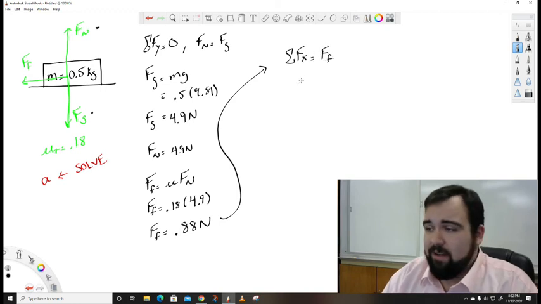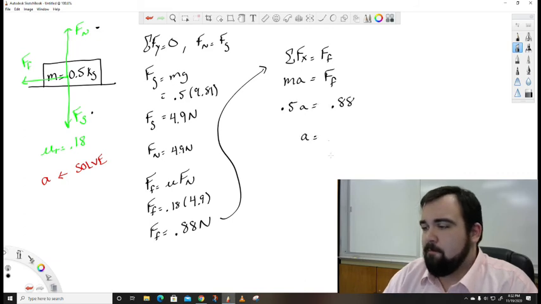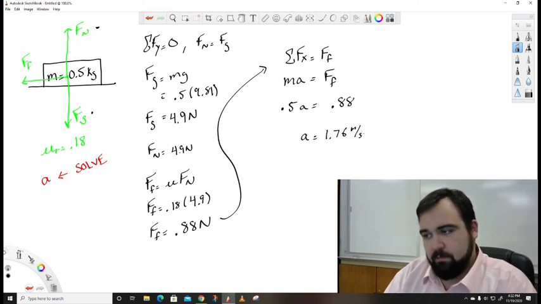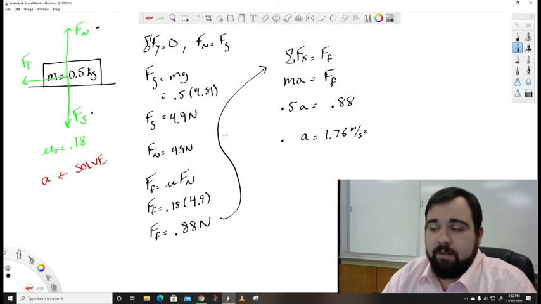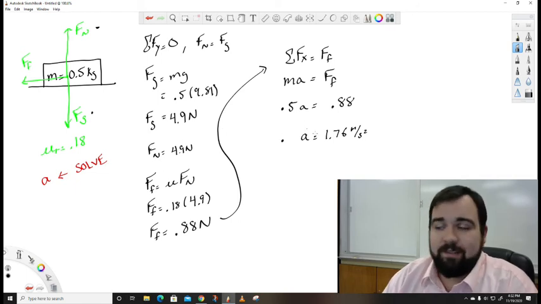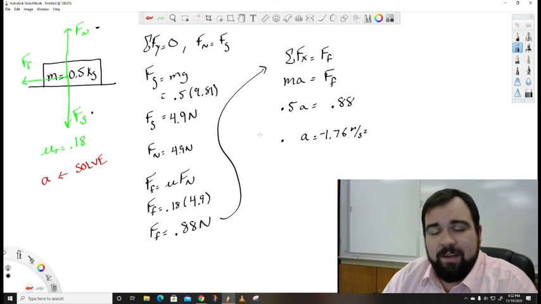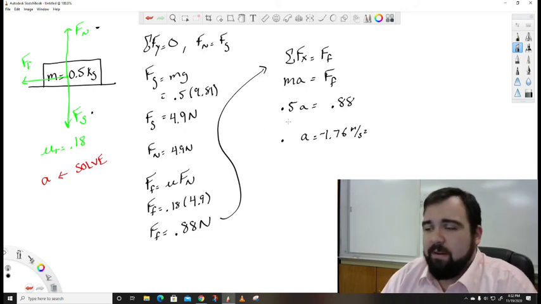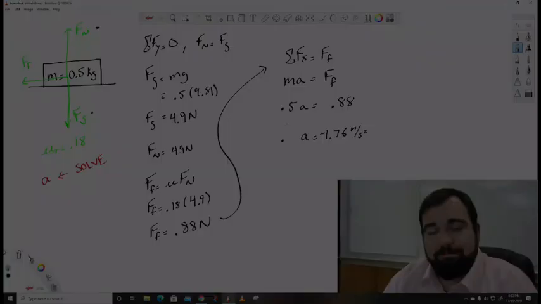go ahead and use Newton's second law with this, so ma equals F of F, find our acceleration. And there's our final answer. The deceleration of the ball, because it's going to be slowing down, is negative 1.76 meters per second squared. So there's 5, on to 6.